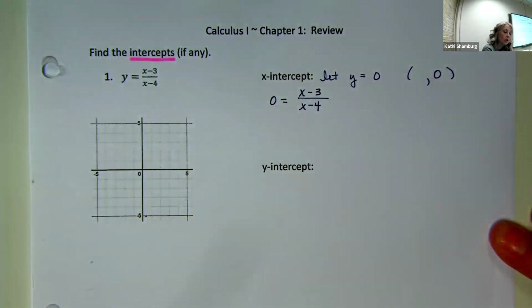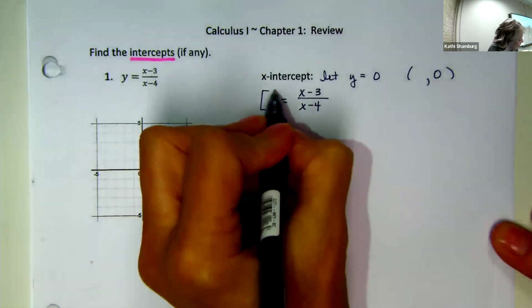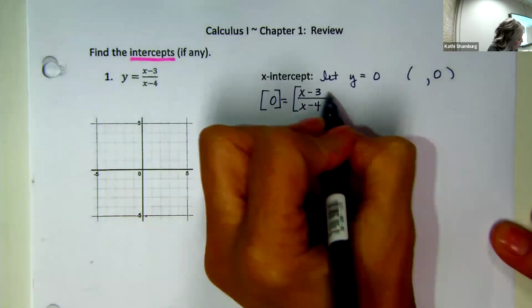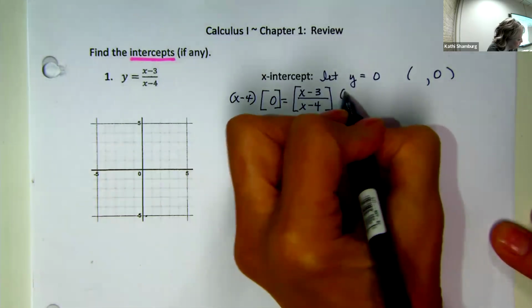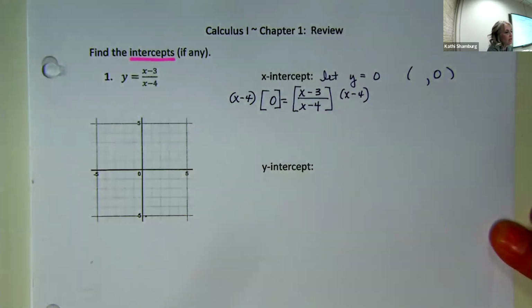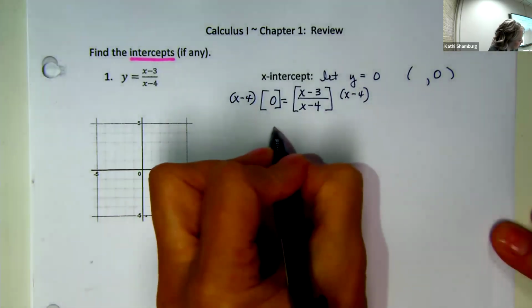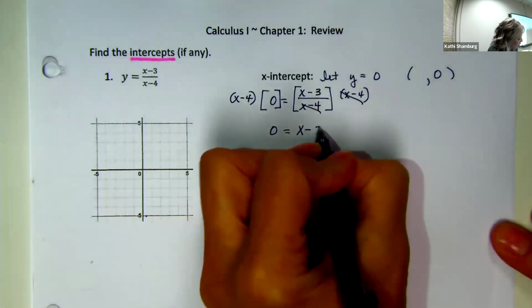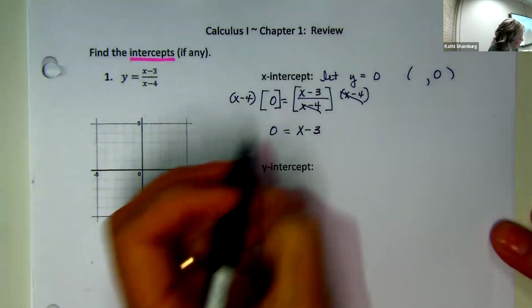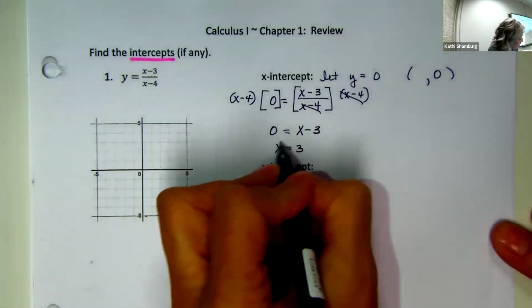We have a rational equation. In order to solve this rational equation, we're going to multiply both sides by the least common denominator, which in this case is x minus 4. And of course, anything times 0 is 0. So we're left with x minus 3. Add 3 to both sides, and we get x equals 3.